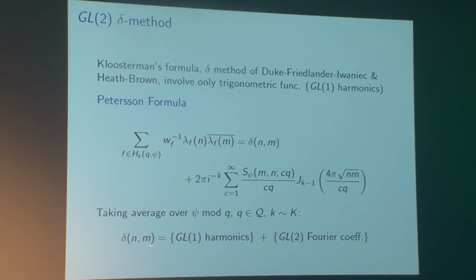Then we get a formula where delta nm now looks like there will be one term which will involve the degree 1 harmonics. So this will only involve the trigonometric functions like the usual delta method of Kloosterman or Duke-Friedlander-Iwaniec. But there will be another term which will involve the GL2 Fourier coefficients coming from here. So this is a different form of circle method. I call it the GL2 delta method.